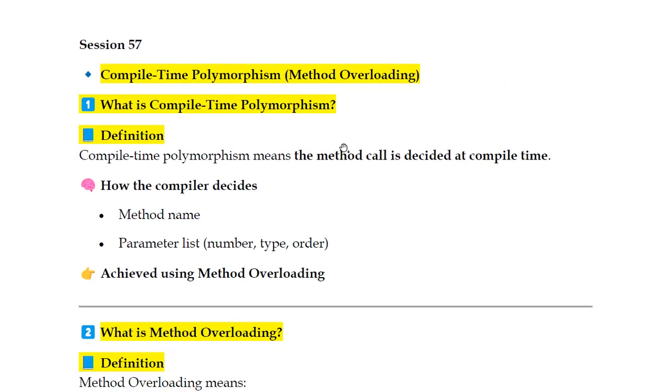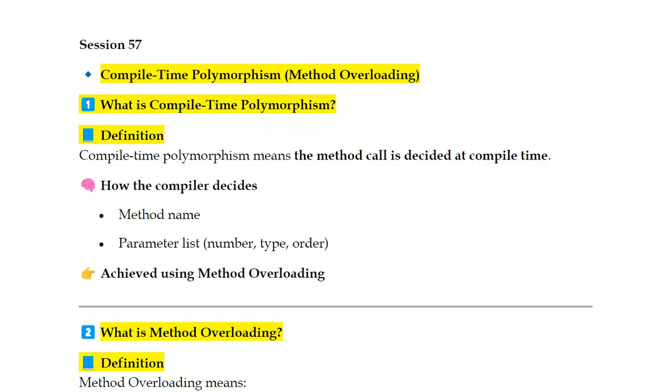So, compile time polymorphism, what is that? It means the method call, that is a function call, is decided at compile time itself. During compilation itself, it is decided which method will execute. I hope you are clear. Am I right? So how does the compiler decide? Using the method name and the parameter list.